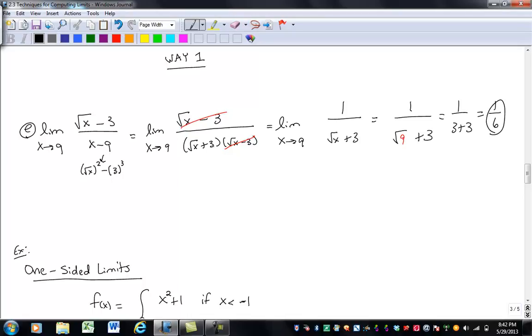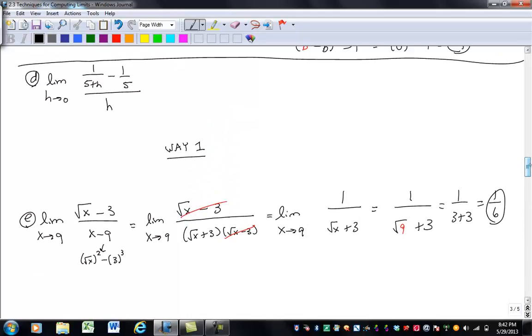There's another way to find this limit. The other way to find this limit is to use something called the radical conjugate. And so I'll make D go away. We'll come back and see D in a moment. But way 2. The radical conjugate is like the complex conjugate. You change the sign in the middle is the easiest way to do it.